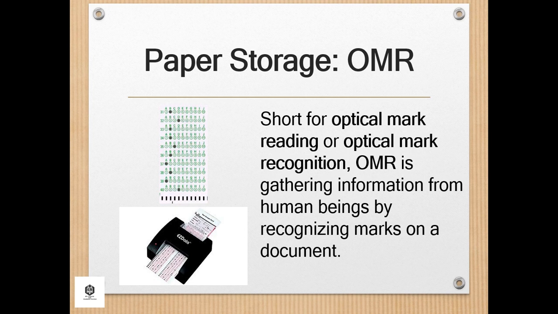Let's talk about first the OMR, short for optical mark reading or optical mark recognition. OMR is gathering information from human beings by recognizing marks on a document. OMR is accomplished by using a hardware device, such as a scanner, that detects a reflection or limited light transmittance on or through a piece of paper. OMR allows for the processing of hundreds or thousands of documents per hour.